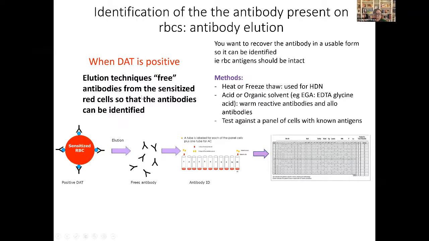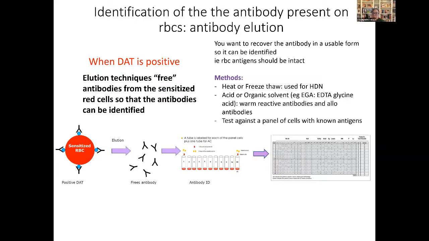Basically, you take the antibody-coated red cells and you need to process them very gently in order to remove the antibody so you can test it, but yet you don't want to destroy the antibody. So they usually either heat or freeze-thaw it, which is used for hemolytic disease of the newborn, or use acid or organic solvent, which is used in warm autoimmune hemolytic anemia. And then they test it against a panel of cells with known antigens to determine the antibody specificity.